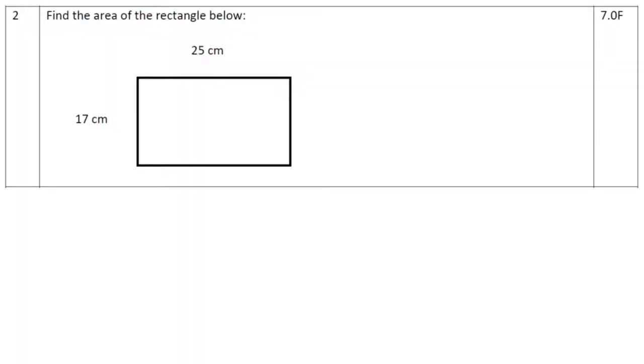Okay, next question, finding the area of a rectangle below. Now, you've just got to remember that we are talking about area here, and the area of a rectangle is just the base multiplied by the height. So all we've got to do is multiply these two values that we're given, so 17 times 25. That calculation in itself is fairly easy. We end up with 425.